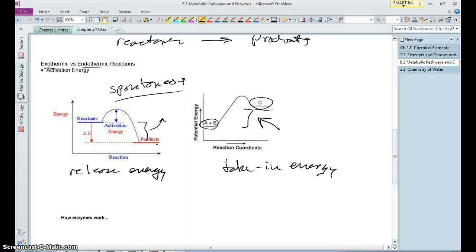So what keeps them from just happening spontaneously really quick? That's what's called the activation energy here. It's the energy required to get the reaction going, and in some cases that energy can be a somewhat significant amount. It's demonstrated by this little hill here. So that really slows the reaction down.